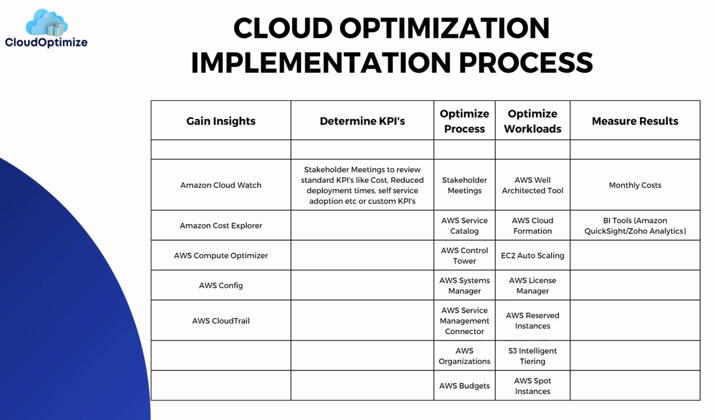So people try to go ahead and dive in and implement a bunch of stuff with auto scaling, the tools. But the challenge most of the times is really with the process that we have. So in the optimize process step, we're going to have meetings again with the stakeholders, and based on the outcome of those meetings, we're going to implement some of these process oriented products of AWS: Service Catalog, Control Tower, Systems Manager, Service Management Connector, Organizations, Budget.